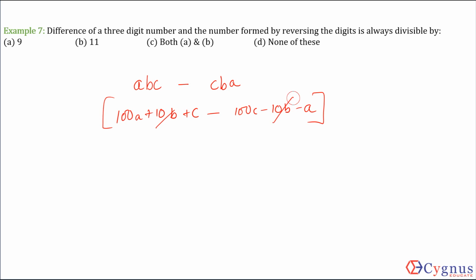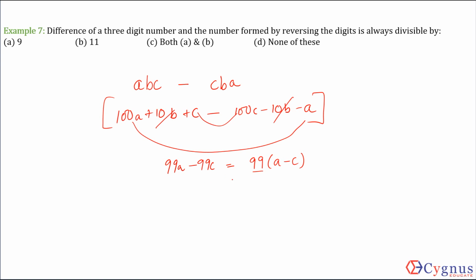This 10B will be cancelled out. 100A minus A will give you 99A, and C minus 100C will give you minus 99C. What is common here? It's 99. So my difference is 99 times of A minus C. Although we don't know the values of A and C, but what's the question? He's asking that this difference will always be divisible by what? I can see 99A. So the number will always be divisible by 99.